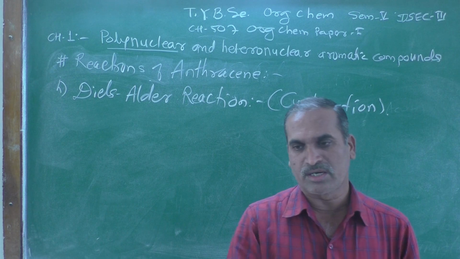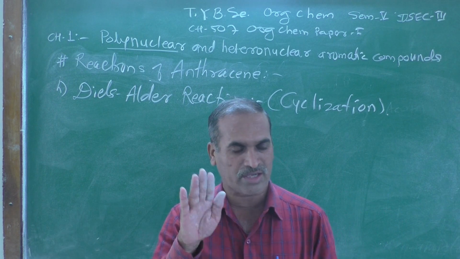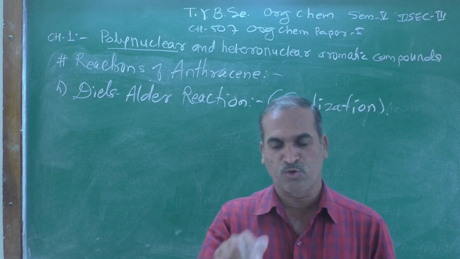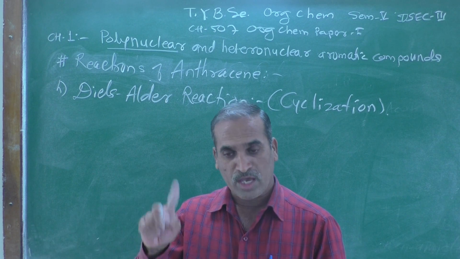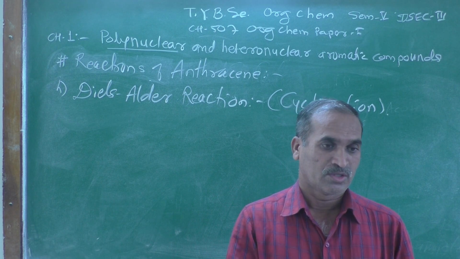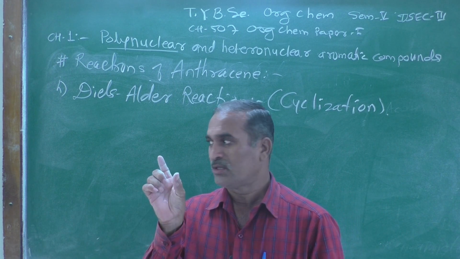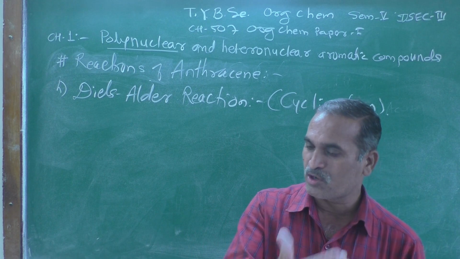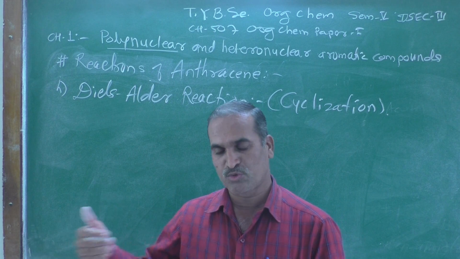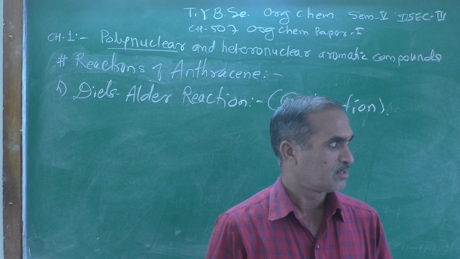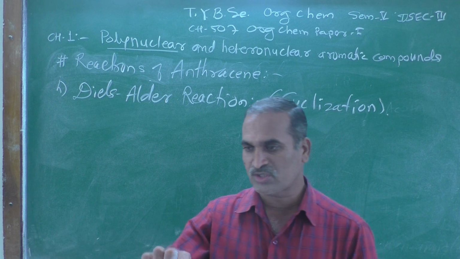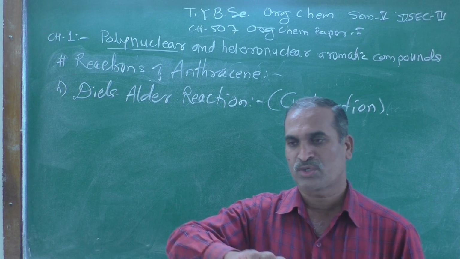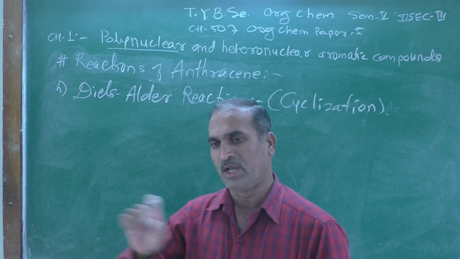The speciality of the Diels-Alder reaction is that it is a thermally allowed reaction, which is also known as a 4+2 cycloaddition reaction. The 4 means 4 pi electrons and the 2 means 2 pi electrons, and it is suprafacial. If you talk about the orbitals, the same phases overlap beautifully.